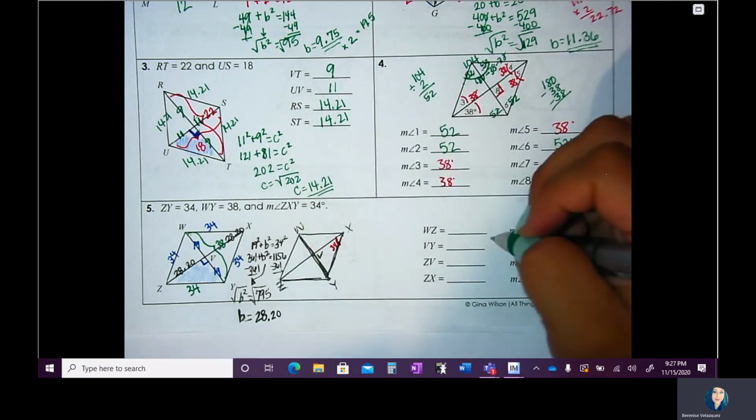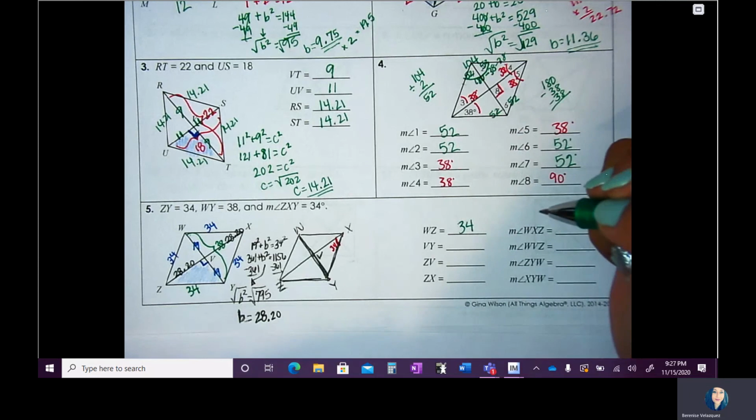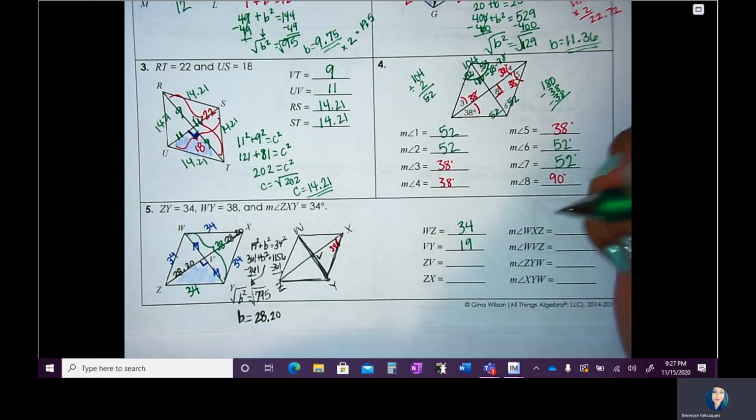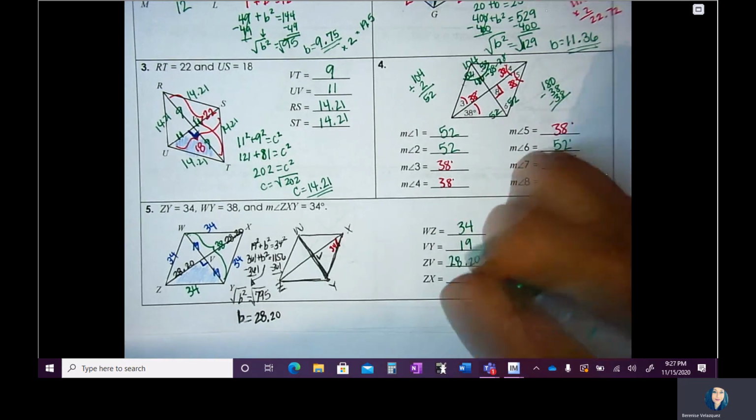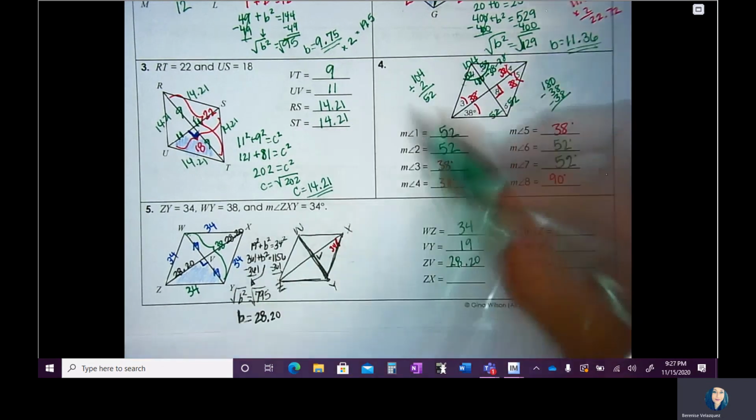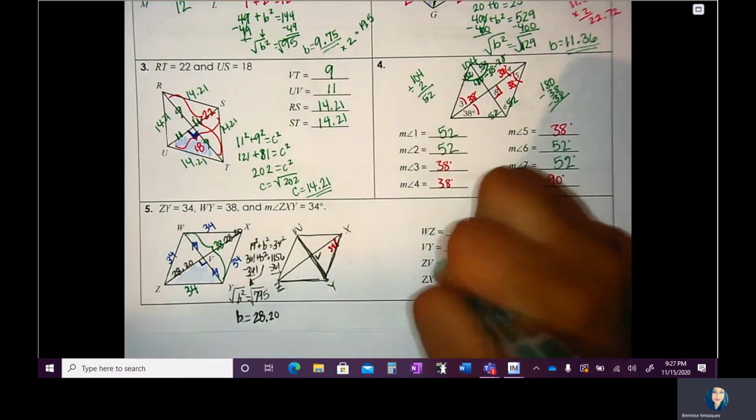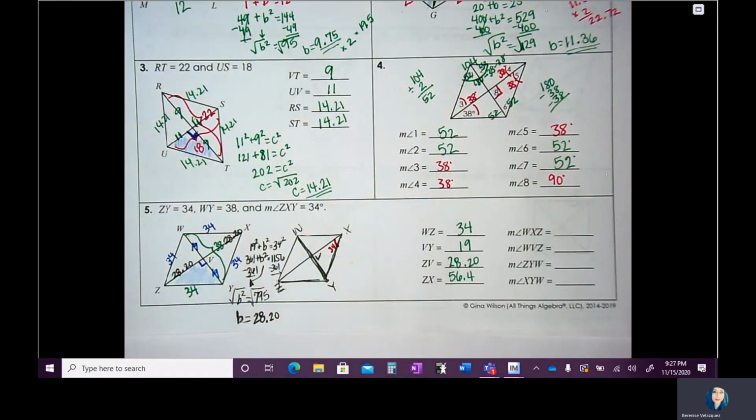WZ on the outside is 34, because they're the same. BY on the inside is 19, because we split that number. ZV was what we found when we did this, and that was 28.20. ZX is the whole thing, so you take your 28.20 and you multiply it by 2 because you have to double it, and you get 56.4. So we have all of these sides worked out.